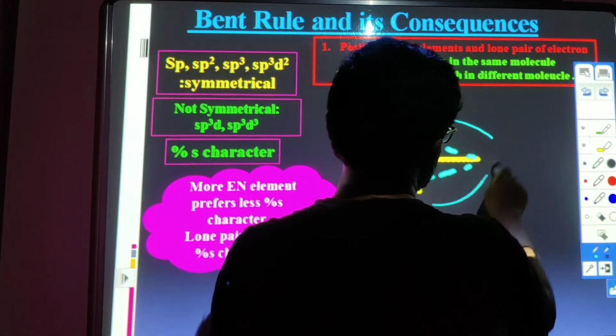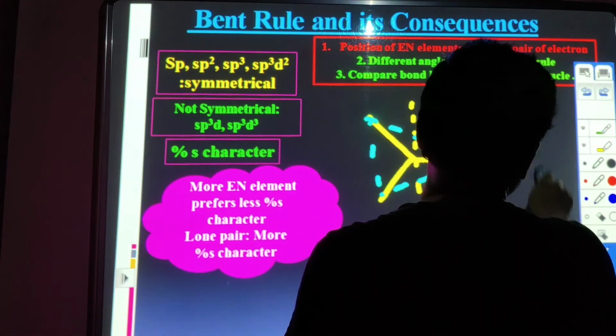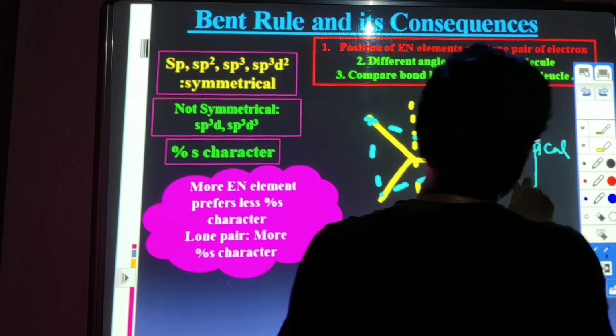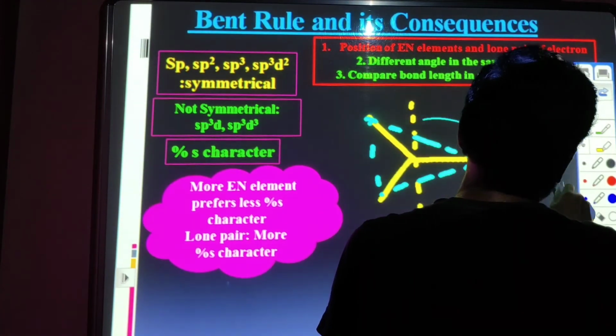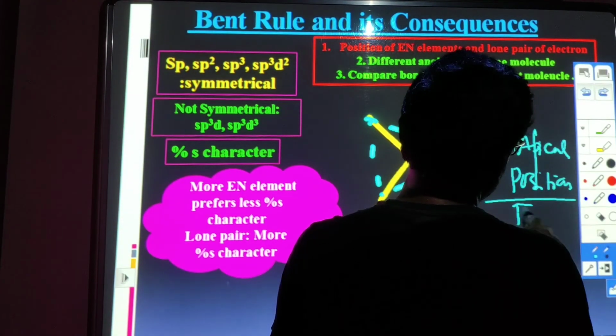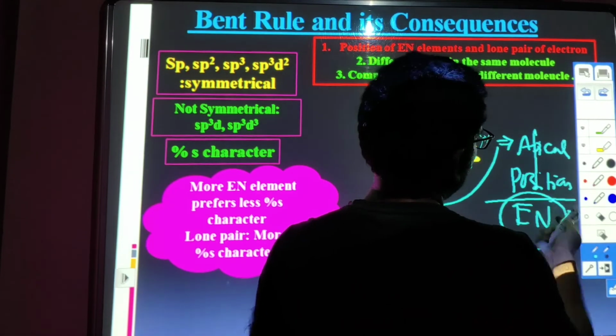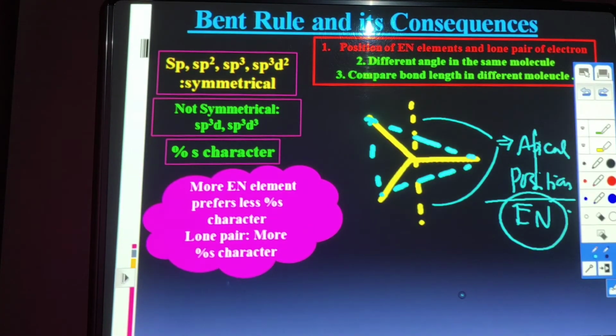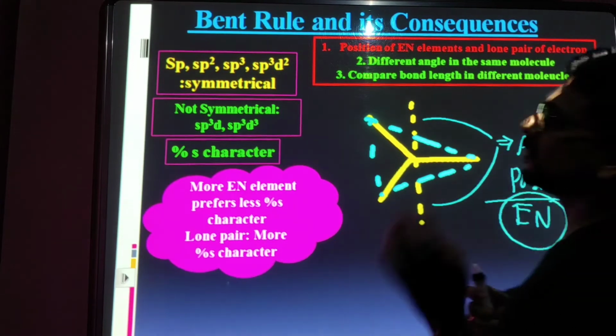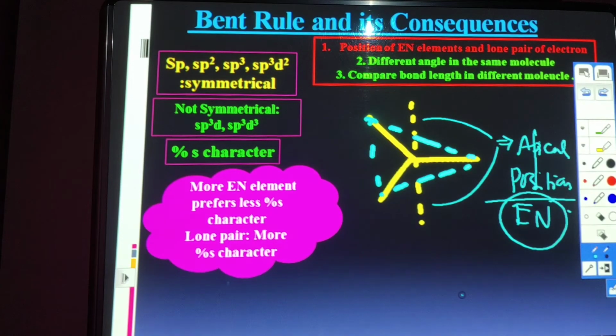This is the apical positions. And here the electronegative element will preferably occupy them. This phenomenon is known as apicophilicity.